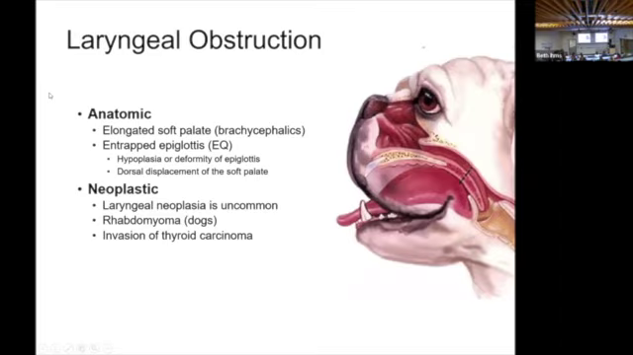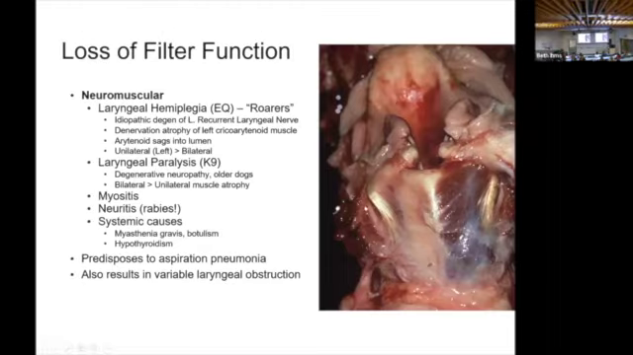Obstruction of the larynx can be anatomic, inflammatory, or neoplastic. Laryngeal neoplasia is pretty uncommon. There is a tumor of skeletal muscle that occurs on the tongue or larynx in dogs, but even that's pretty rare. And you can get invasion of thyroid carcinoma into the larynx. Also pretty rare. Probably the most common cause of death we see on the floor for anatomic obstruction is BOAS, brachycephalic obstructive airway syndrome: elongated soft palate, stenotic nares, hypoplastic epiglottis, things like that. Very, very common cause of upper airway obstruction.